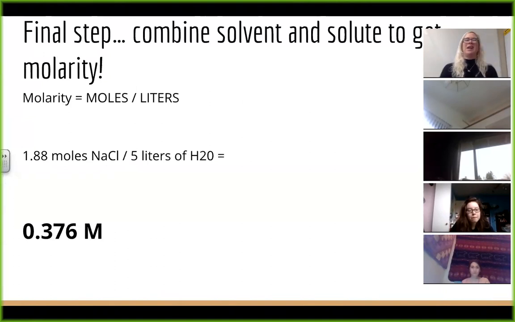Right? So if you ever want to say that unit out loud, it's molar, M-O-L-A-R, sounds like the teeth. It's describing molarity. So the molarity of our solution would be 0.376.